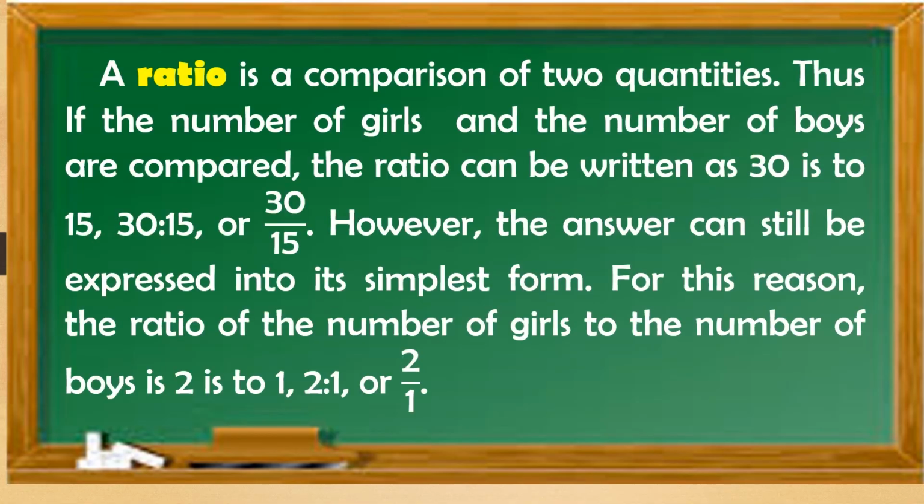A ratio is a comparison of two quantities. Thus, if the number of girls and the number of boys are compared, the ratio can be written as 30:15 or 30 over 15. However, the answer can still be expressed in the simplest form. For this reason, the ratio of the number of girls to the number of boys is 2:1 or 2/1.